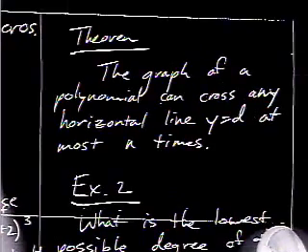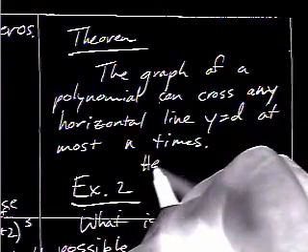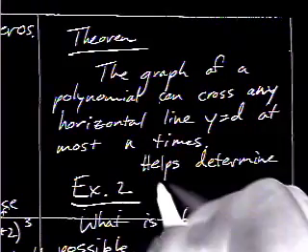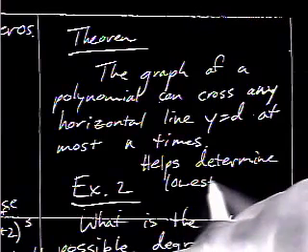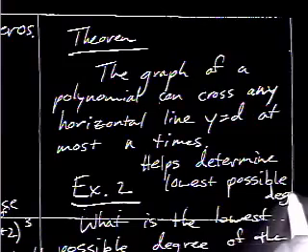Okay. Next, I have a theorem that says the graph of a polynomial can cross any horizontal line, y equals d, at most n times. I'll hold that there for a second so that you can copy it or pause it. But I want to explain what that means. It really helps me determine the lowest possible degree.